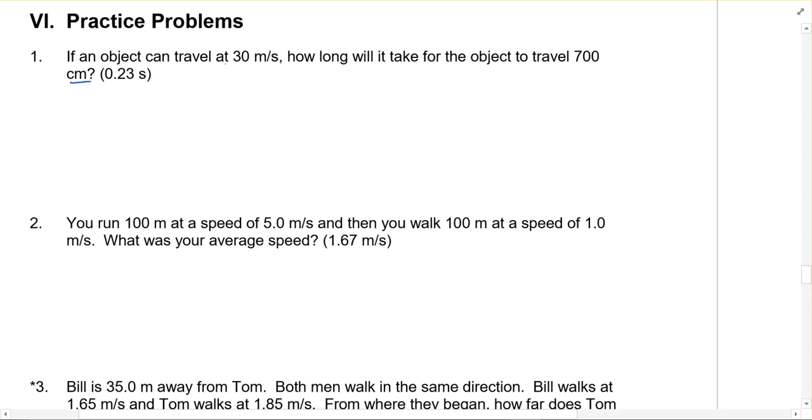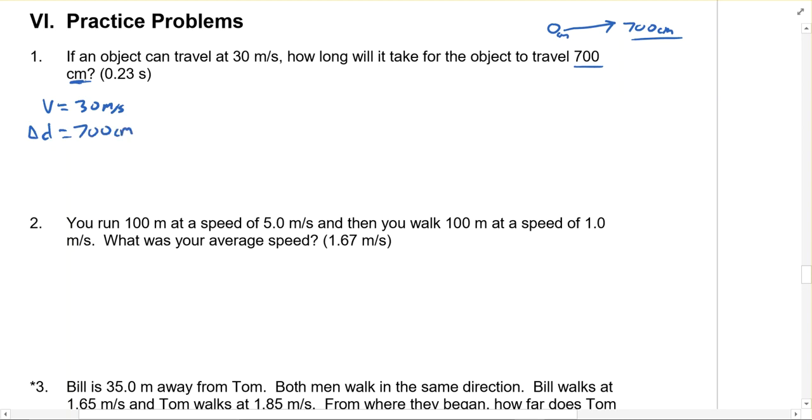Okay, so what I'm going to do is write down what I know. So I know V is 30 meters per second. I know that D, and really this is going to be change in D, right? We didn't really talk about this much, but it's going to travel 700 centimeters. That just means it started at 0 and then went to 700 centimeters. So if I go 700 minus 0, it's still 700. So that's why it's still changing in distance. All right, that being said, so it's 700 centimeters.